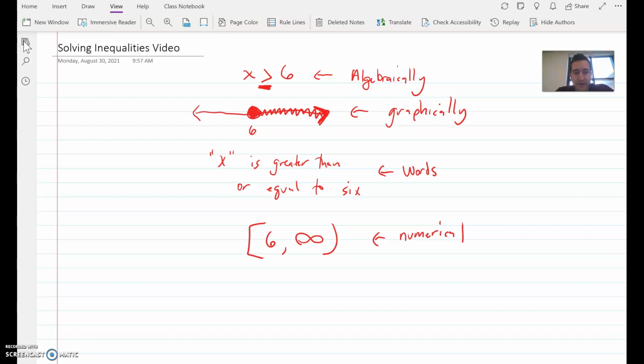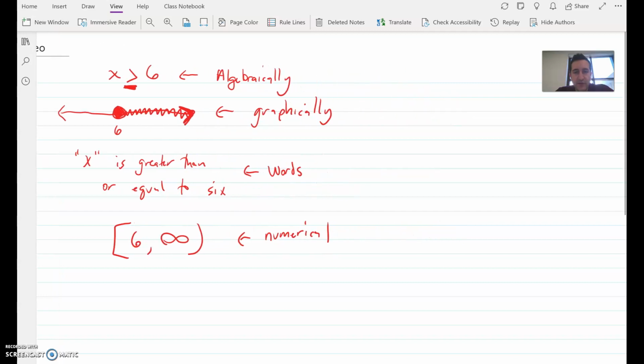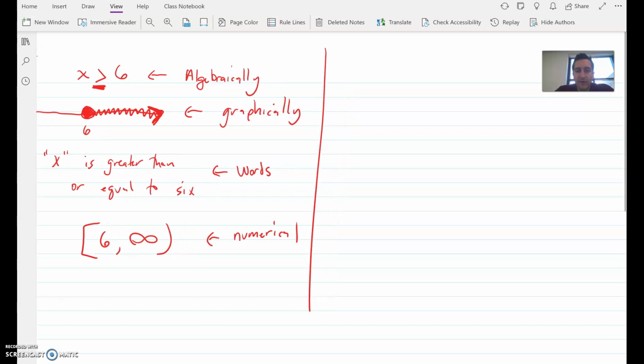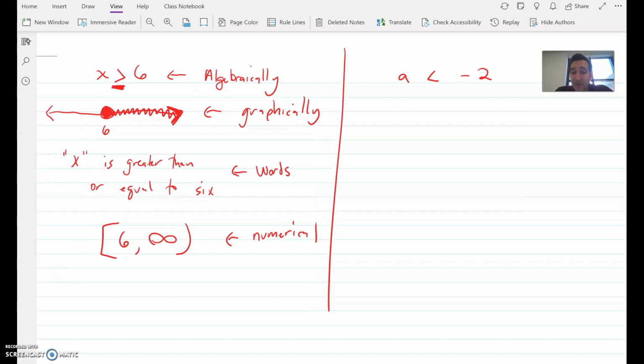So look at those 4 things. And I challenge you to do all 4 of those again with this: A is less than -2. I challenge you to represent that graphically first. I challenge you to write that in words. And I challenge you to write that numerically in interval notation. Pause the video, and then when you have it, unpause and see if you match what I got. All right. Hopefully you paused. I'm assuming half of you did, half of you did not, and you're getting the answer key, you cheaters.